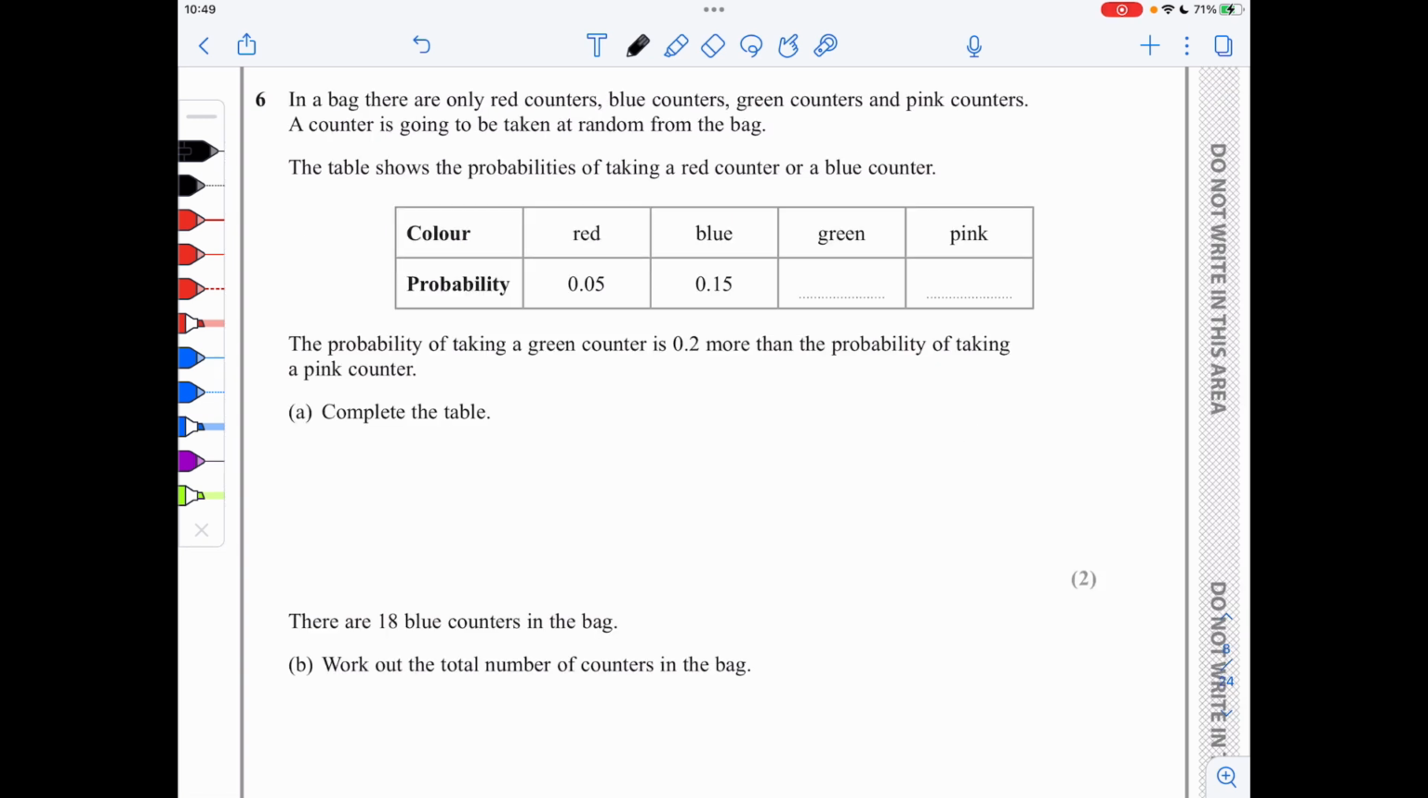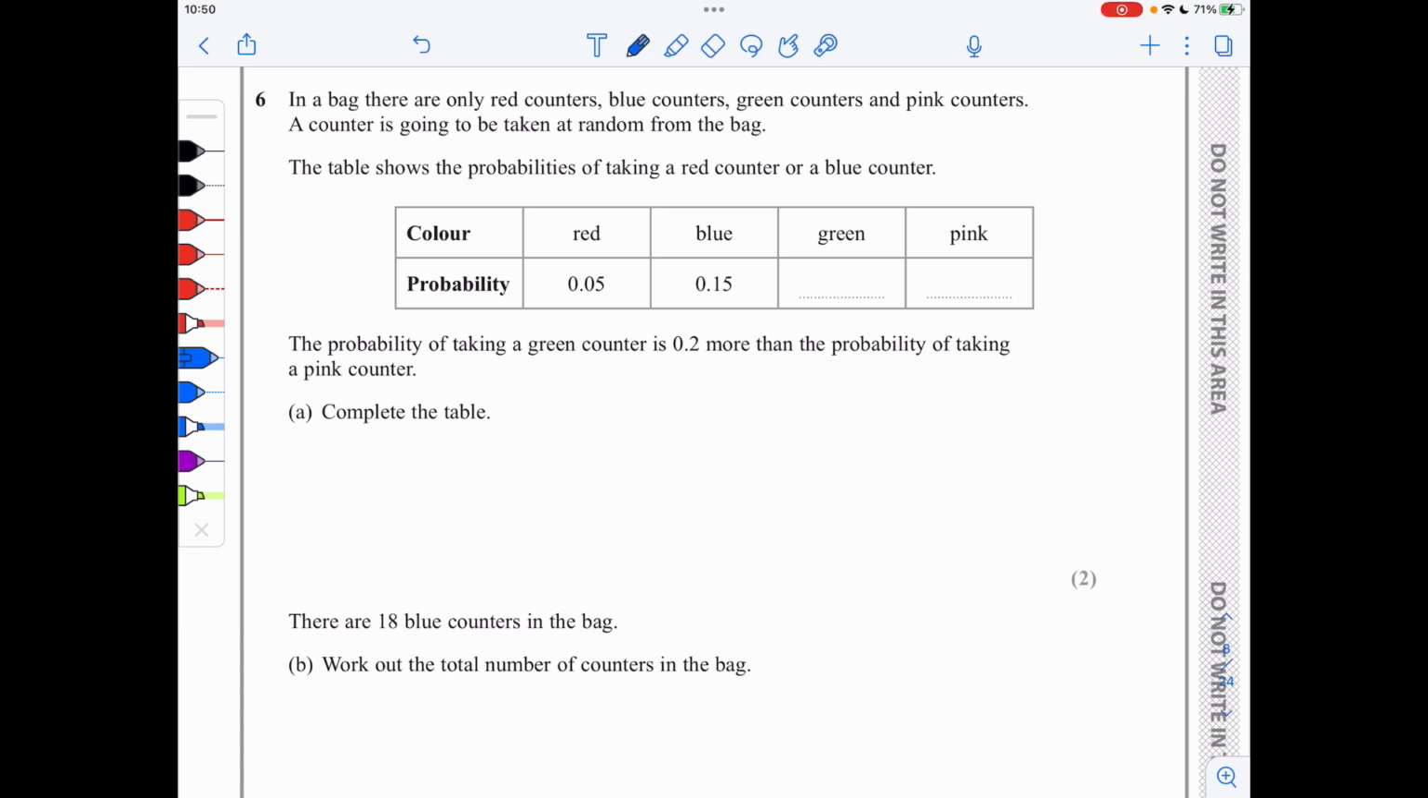In 6, we've got a bag which contains red, blue, green, and pink counters. These are the probabilities for red and blue, and we are in addition told that the probability of taking a green counter is 0.2 more than the probability of taking a pink counter.